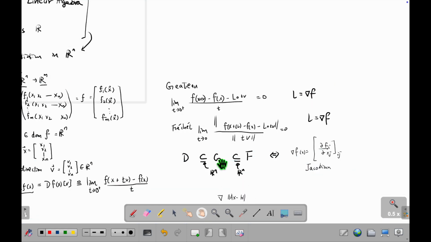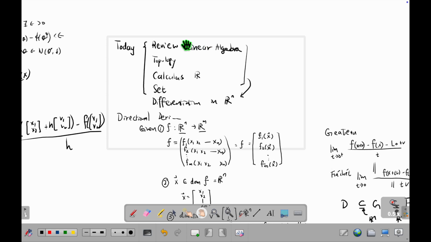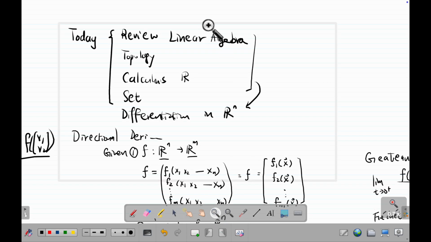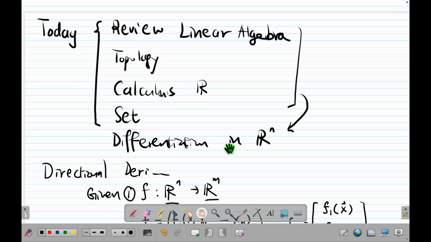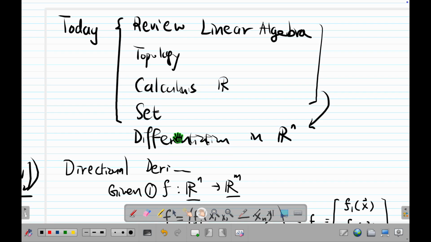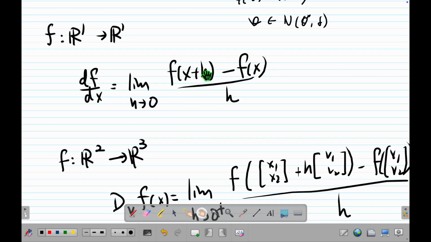This is the big picture. So what's today? Today is a review of linear algebra, topology, calculus, sets, and differentiation. Why do we talk about this? Because we want to do gradient descent. To do gradient descent, we need the gradient. Then we need to know what the gradient is and where it comes from. In order to talk about this, we need all these four things. Why? Because this is one dimension. In one dimension, we have one-dimensional differentiation, easy.